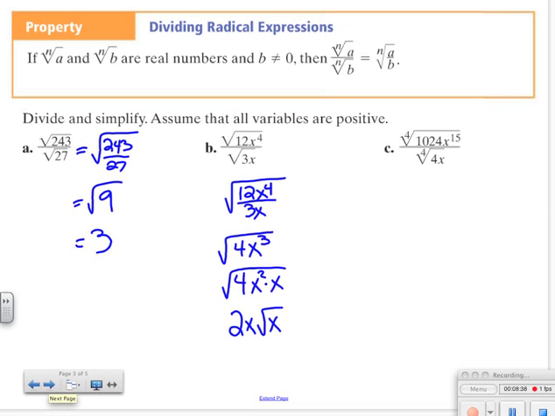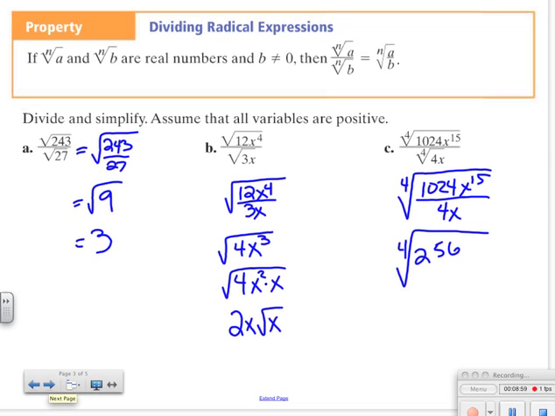Doing the same thing with the 4th root. We've got the 4th root, put everything inside one radical. And now I'm going to divide that 1024 by 4. And I end up with the 4th root, 256. x to the 15th divided by x gives us x to the 14th. So I can rewrite that again.